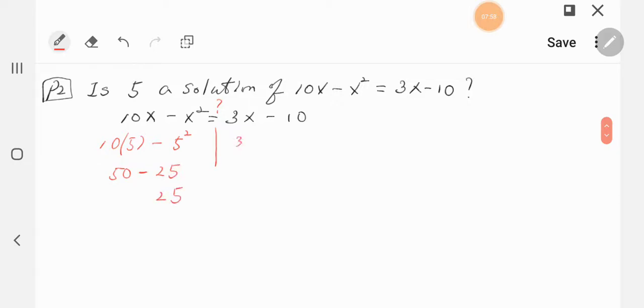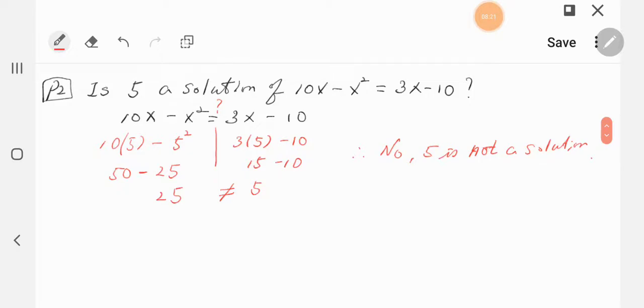The right side is 3 times 5 minus 10. Then 15 minus 10 is 5, which is different. So, no, right? No. 5 is not a solution.